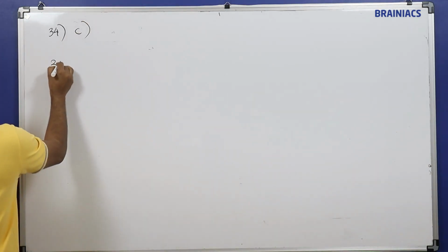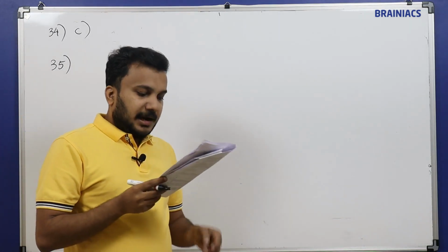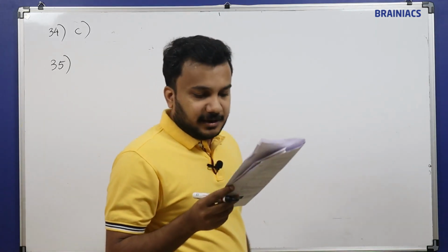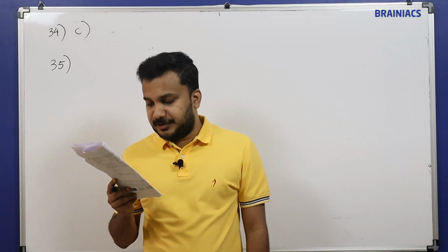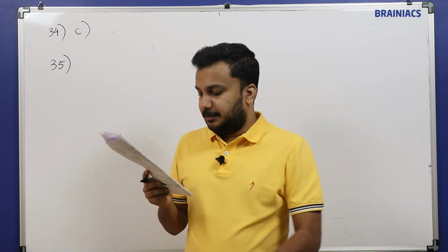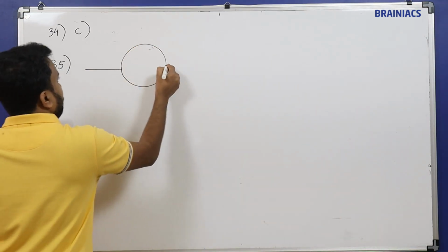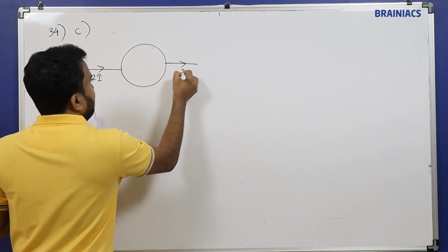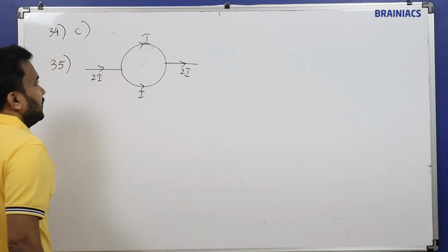We'll move to the next question, 35. An infinitely long straight current conductor carrying a current 2I splits into a loop of radius R as shown in the figure. The magnetic field at the center of the coil will be. Okay. This is a good question. So 2I current is coming. Magnetic field at the center. So 2I current is split as I and I. This is an interesting question.